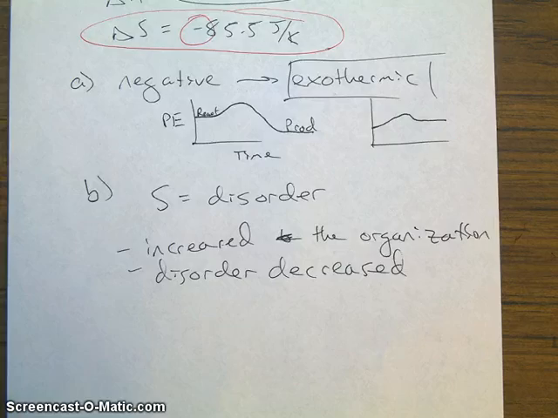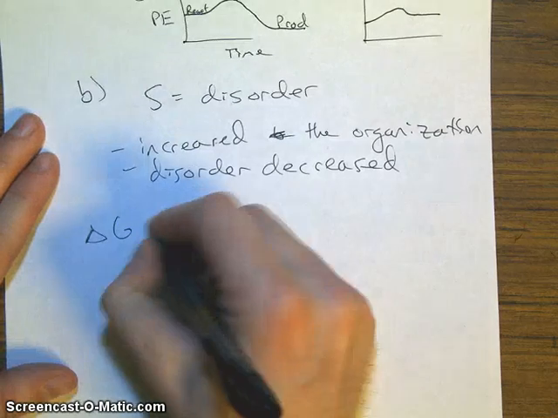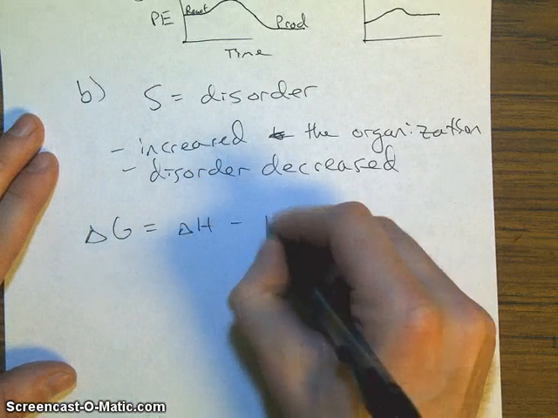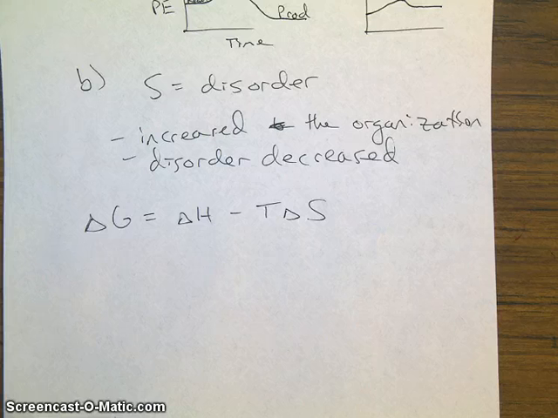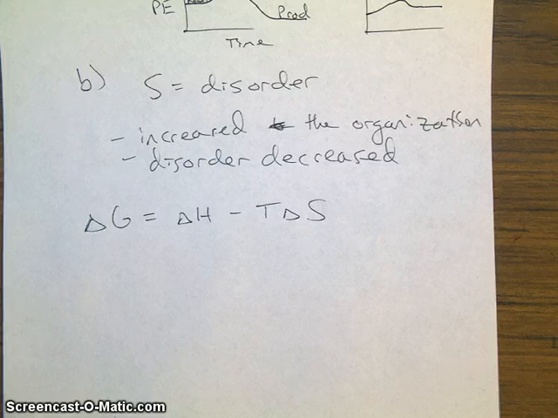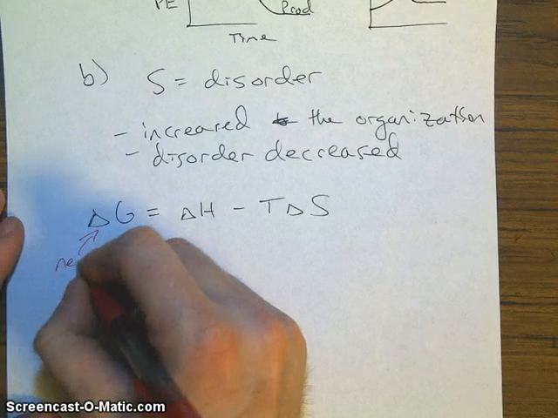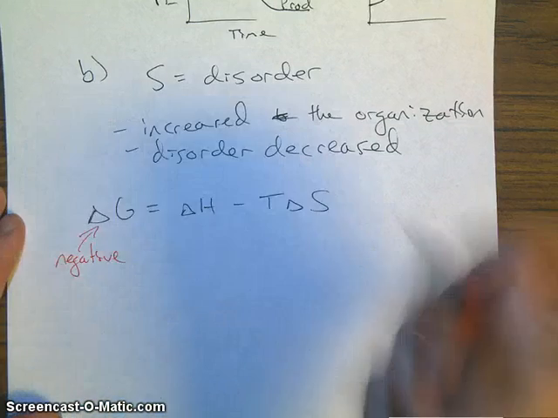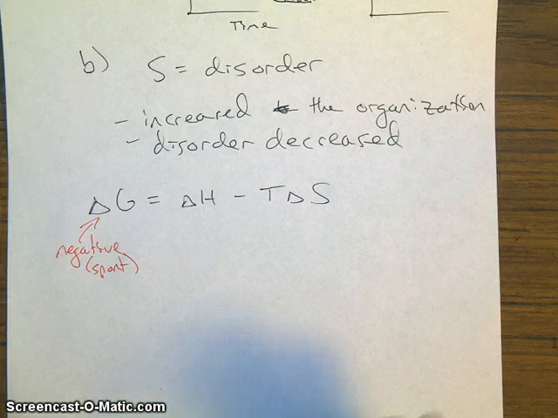So let's take a look at C, which asks you to calculate delta G. Delta G is equal to delta H minus T delta S. So in this question, we could just go ahead and plug in our numbers. But the cool thing about plugging in our numbers is that we don't actually have to plug in the numbers. We can just plug in the signs. Because remember, delta G will tell us whether it's spontaneous or not. If delta G is negative, it means that it is spontaneous. That means the reaction happens. If it's positive, it means the reaction doesn't happen.